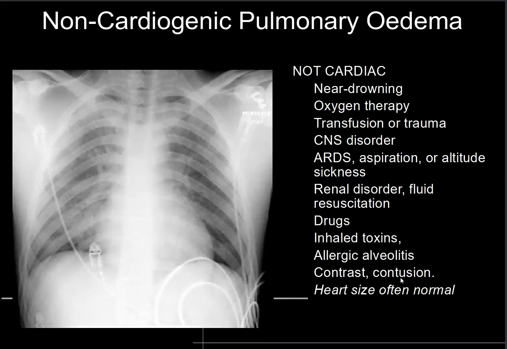And the distinguishing thing between non-cardiogenic and cardiogenic pulmonary edema is that in non-cardiogenic pulmonary edema, the heart size is often normal, so less than 50% of the width of the entire thorax. So here is non-cardiogenic pulmonary edema. The heart size is normal, but you do have this alveolar edema, this haziness around the hila, basically.